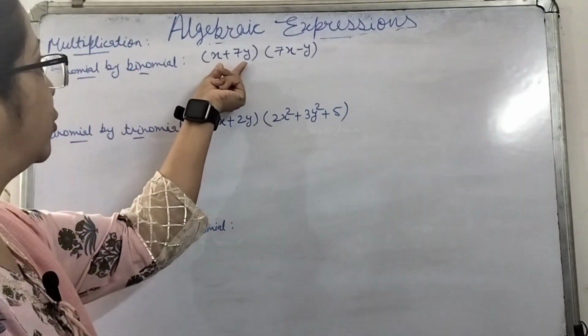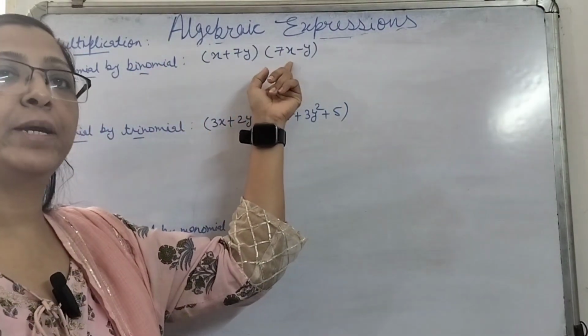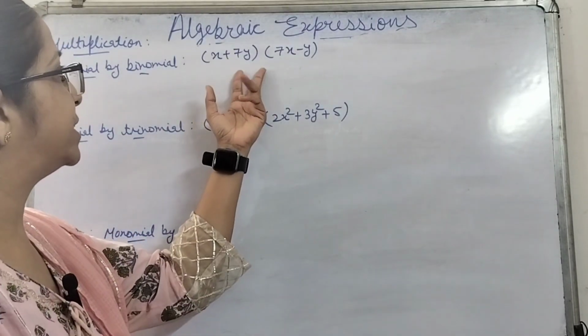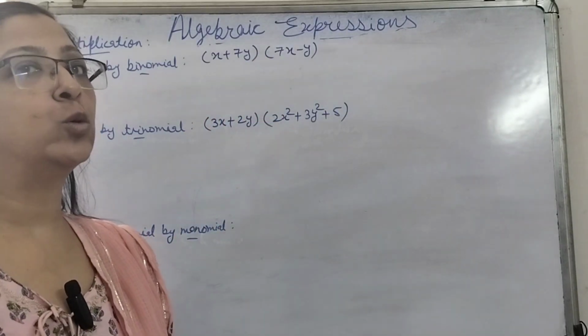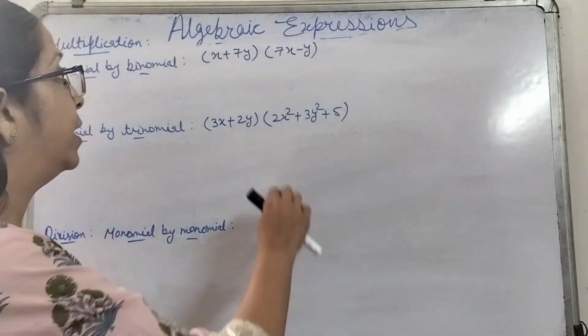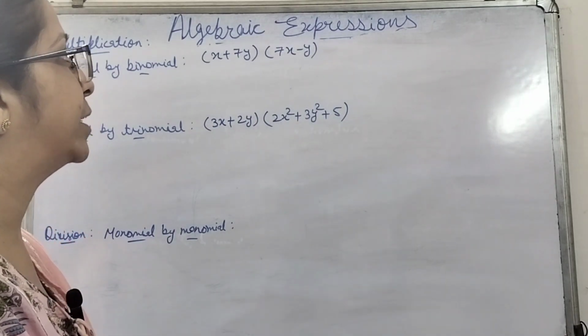See over here, there are two binomials. One is x plus 7y, another is 7x minus y. We have to multiply these two binomials. Binomials means algebraic expressions with two terms. So in both the algebraic expressions, there are two terms. If we have to multiply these two algebraic expressions, then how will we be multiplying it?